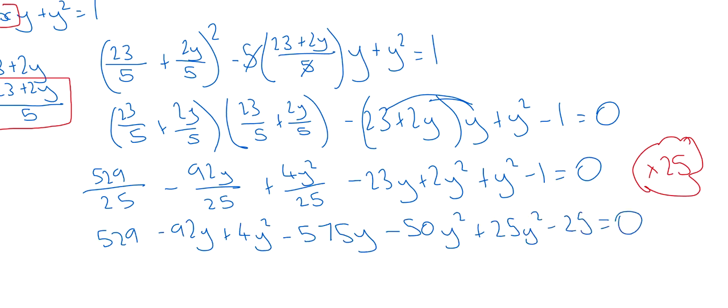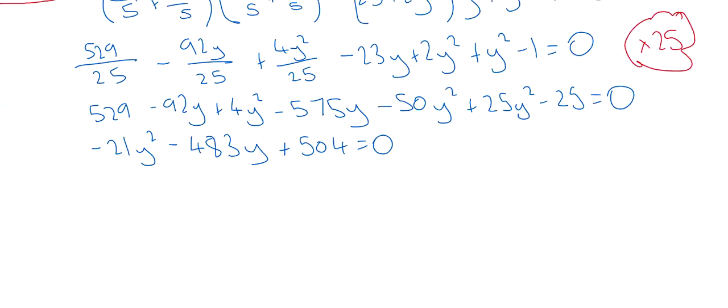Now I've got a lot of things and I just need to collect my like terms. So let's put everything together. I have negative 21y squared altogether. I've got minus 483y and I've got my numbers equaling 504. Now this looks like a quadratic, which is much nicer than the mess we had before.